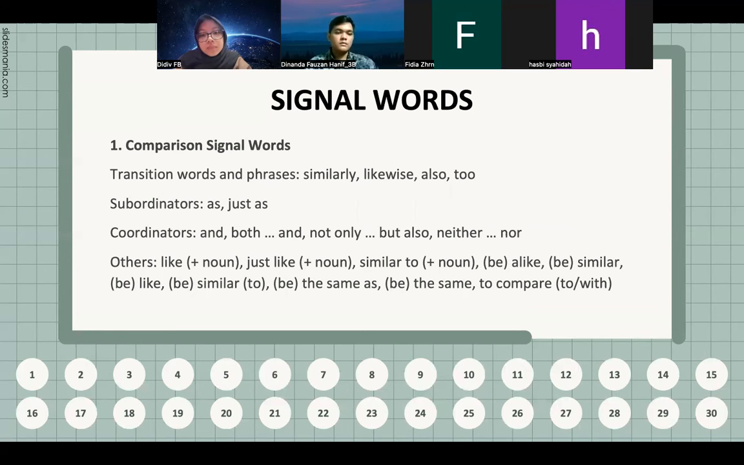Comparison signal words. Transition words and phrases: similarly, likewise, also, too. Subordinators: just as. Coordinators: both and, not only but also, neither nor. Others: like plus noun, just like plus noun, similar to plus noun, be alike, be similar, be like, be similar to, be the same as, be the same, to compare to or with. Next slide.